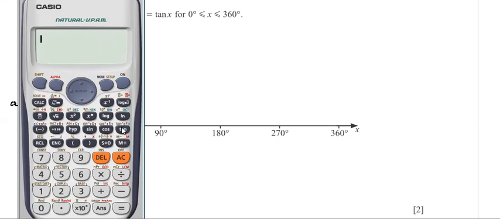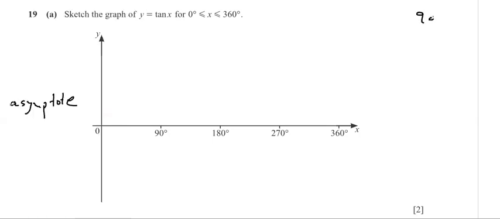Okay. If you take tangent 90, it will give you math error. When it gives math error, it means its value is infinite. It means at this value of theta, tangent cannot be defined. So this value of theta will be an asymptote for tangent. It means the first asymptote for the tangent is 90 degrees.